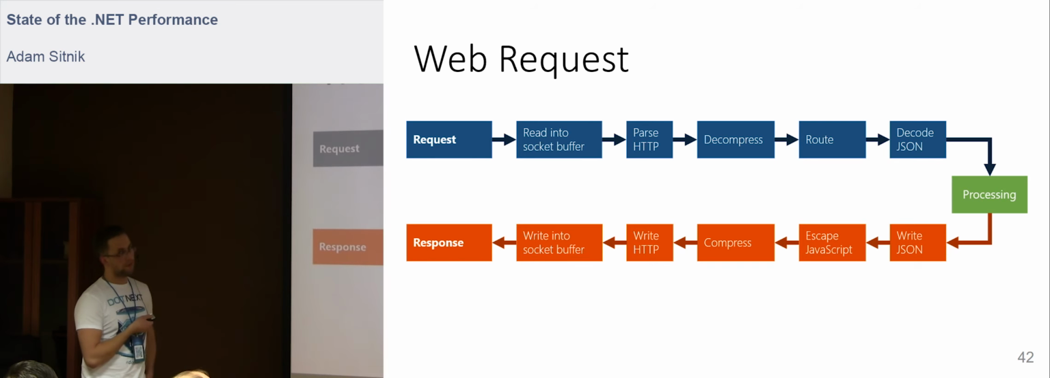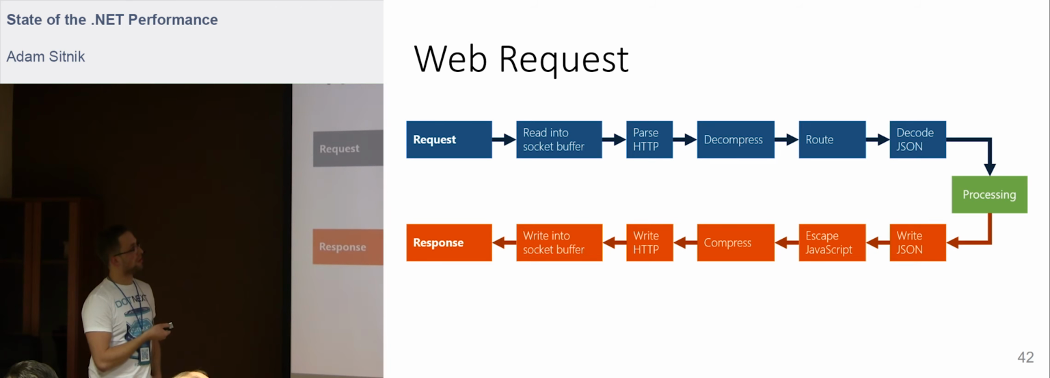So, first of all, the data is being read into a socket, into the buffer. The buffer is most of the time a new array. We allocate a new array. Then we parse the HTTP. So we allocate new strings because we want to, for example, check what are the headers. Is it GET, or whatever.